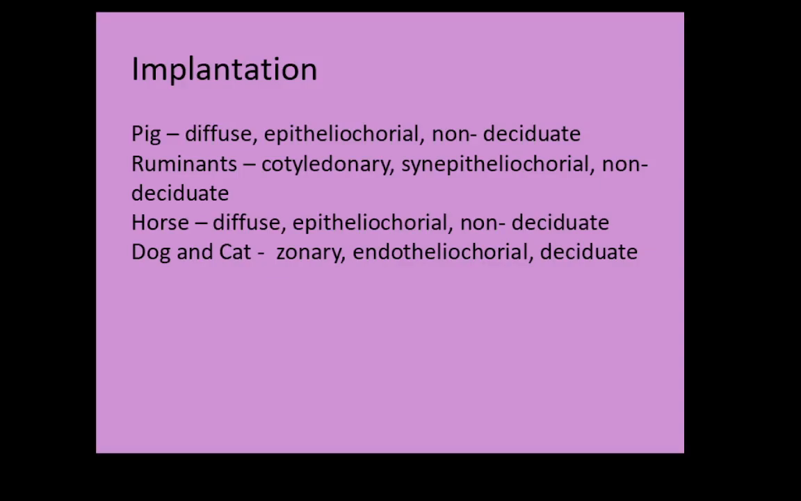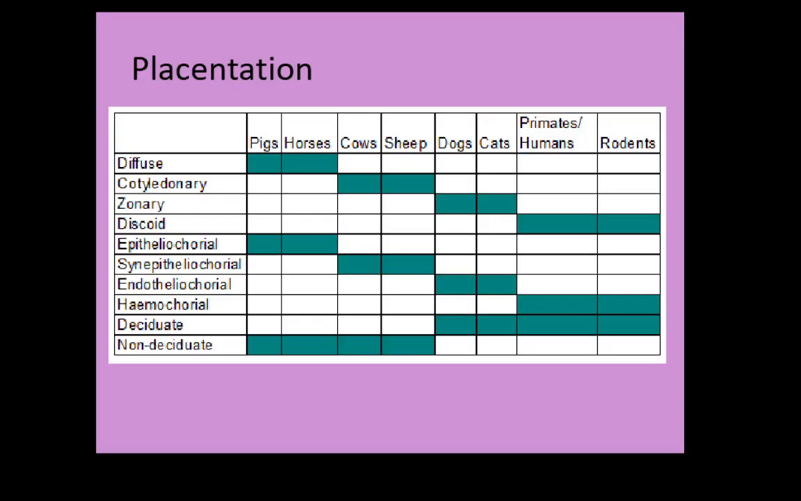Okay, so to help you remember the types of placentation, we've come up with a table. For the diffuse type, we have your pigs and horses, followed by cotyledonary, cows and sheep. Zonary would be dogs and cats. Discoid, primates, humans, as well as rodents.